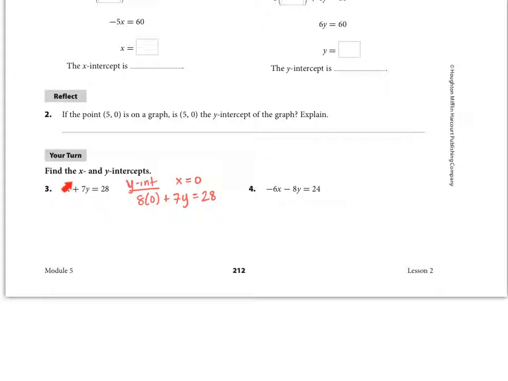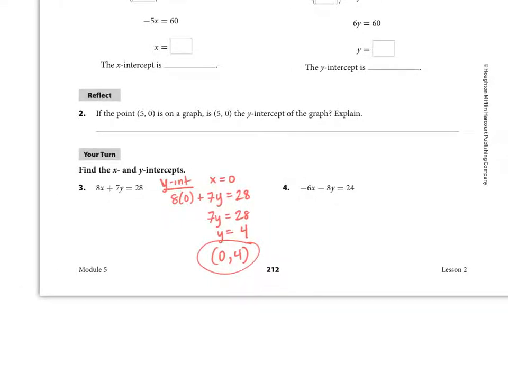We have a positive 7y equals 28, and that is a much easier equation to solve. It gives us y equals 4. So we input 0 for x, and we got an output of 4. That leaves us with the point 0, comma 4. So here's our y-intercept, and the x-intercept, let me do it off to the left side here, is when y is 0.